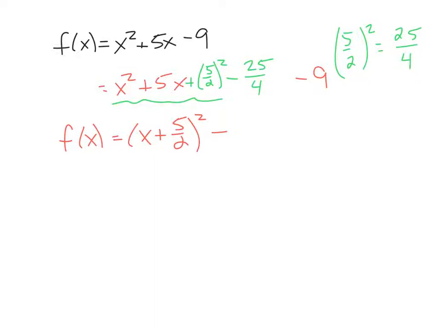They're both negatives. Negative 59? Isn't it 36? Oh, yeah. 61. Is that okay? Okay, so then again, the vertex is negative 5 halves, comma, negative 61 over 4.